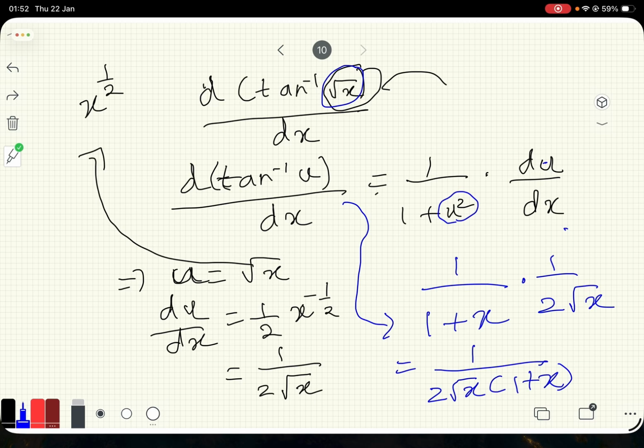We'll be seeing the integration form of the same differentiation idea in the next video.